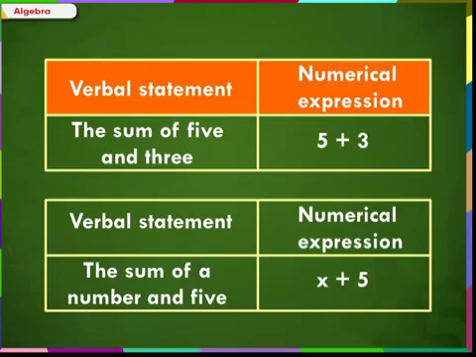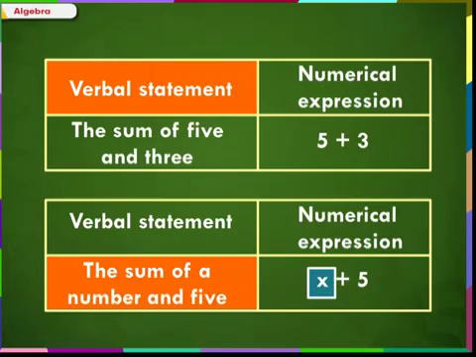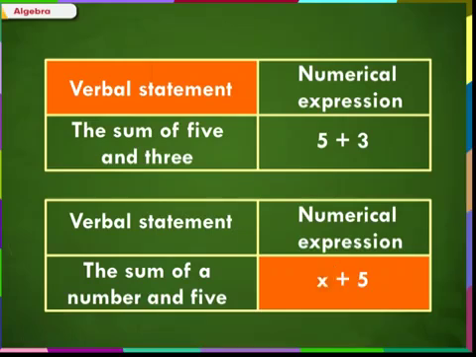Now, let me say this verbal statement in a different way. The sum of a number and 5. Since this number is unknown, we express this unknown number by a variable x and thus write x plus 5. This is an algebraic expression as it consists of a variable.